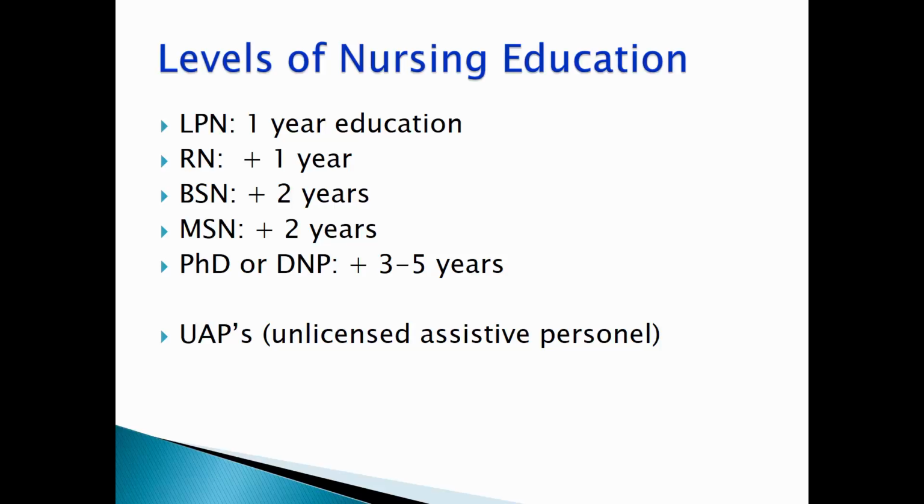The levels of nursing education are outlined here. Remember here that the unlicensed assistive personnel works with the nurse. The nurse is responsible, though, for delegating appropriate tasks to the aide, and the nurse is also responsible for the work that the aide completes.